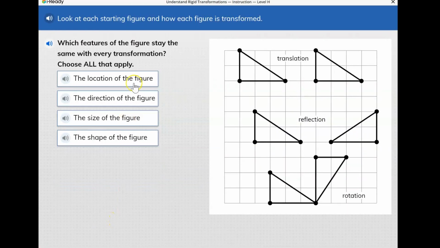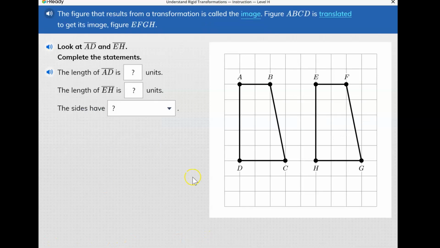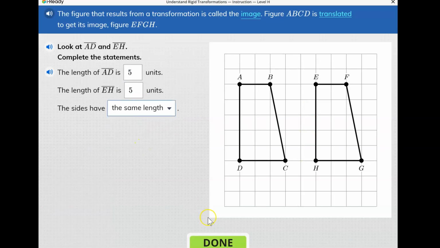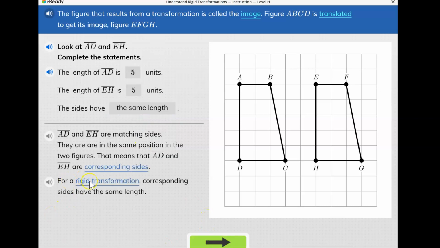So this is super important. You'll notice which features of the shape stay exactly the same. Well, they're the same shape in every one, whether it's a translation, reflection, or rotation, and they're the same size. They're just a different orientation or location. So look at segment AD. It is 1, 2, 3, 4, 5 units long. And segment EH is also 1, 2, 3, 4, 5 units long. So therefore, the sides have the same length and are therefore corresponding. You can tell you have corresponding sides because in a rigid transformation, corresponding sides have the same length.